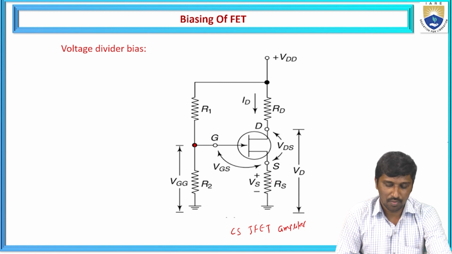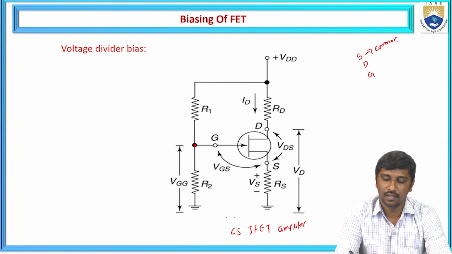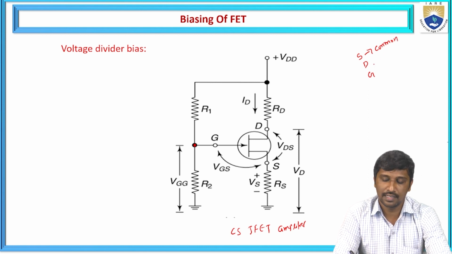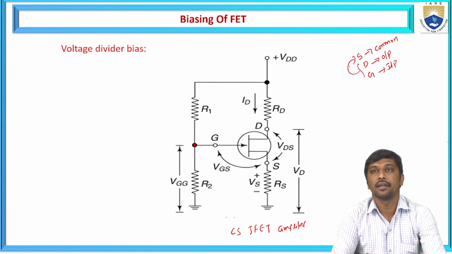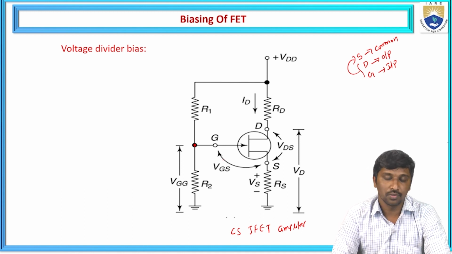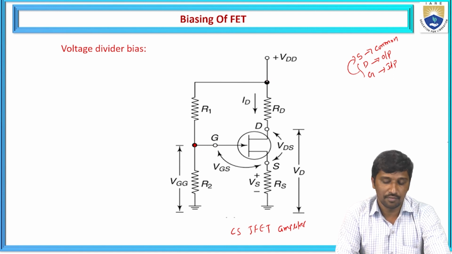Out of the three terminals, source, drain, and gate, the source is taken as common for the input side as well as the output side. Hence, the drain is connected at the output side and the gate is connected at the input side with respect to the source. From this point of view, if you observe, the gate is biased with VDD through the biasing components R1 and R2.